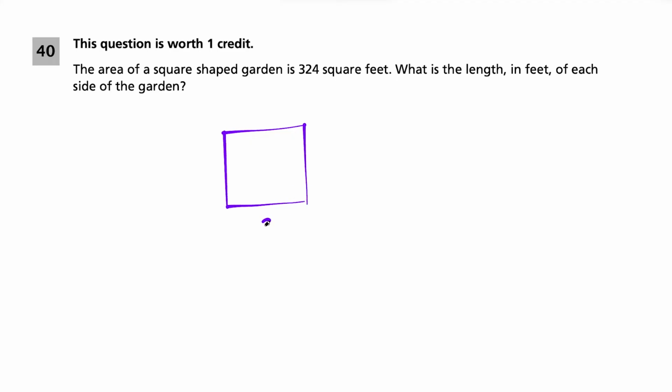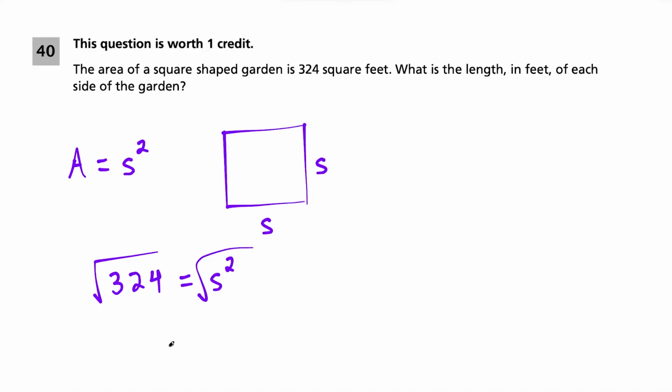And in a square, all of the sides are equal in length. And the formula for the area of a square is the side length squared. So for this one, if they're telling us the actual area is 324 square feet, that's the space on the inside. We're just going to say 324 is equal to s to the second power. And then to solve for s, we could just take the square root of both sides.